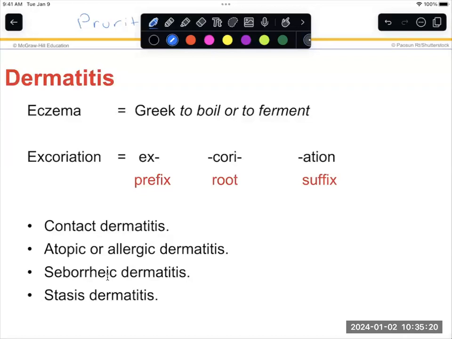There are different types of dermatitis. Contact dermatitis is a result of direct contact with some sort of irritant or allergen. Irritants can be soaps, detergents, cleaning products, solvents. There are people that are allergic to the perfumes found in certain laundry detergents, and it causes that contact dermatitis, these rashes to break out.